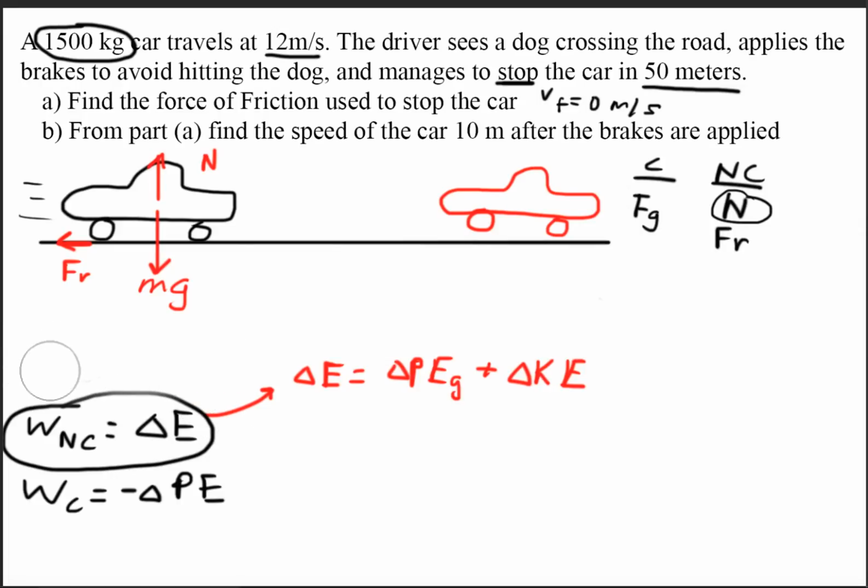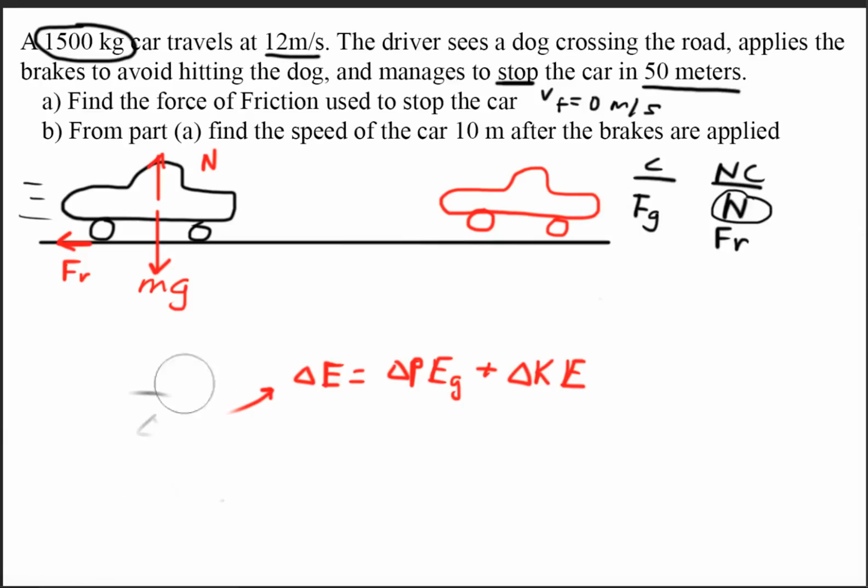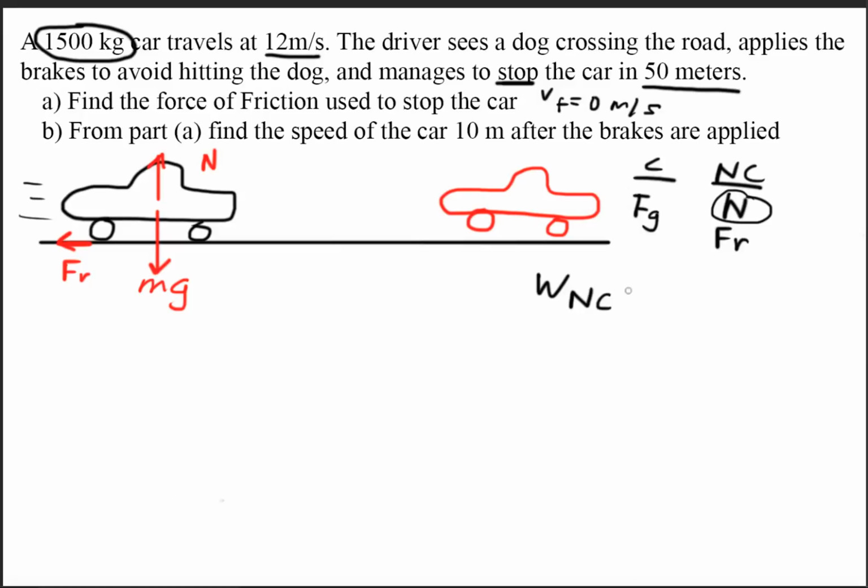Now I'm going to get rid of these. And let's begin using the work energy theorem. So we said work done by the non-conservative forces will be equal to the work done by friction because it's a non-conservative force, which is equal to delta PE plus delta KE.